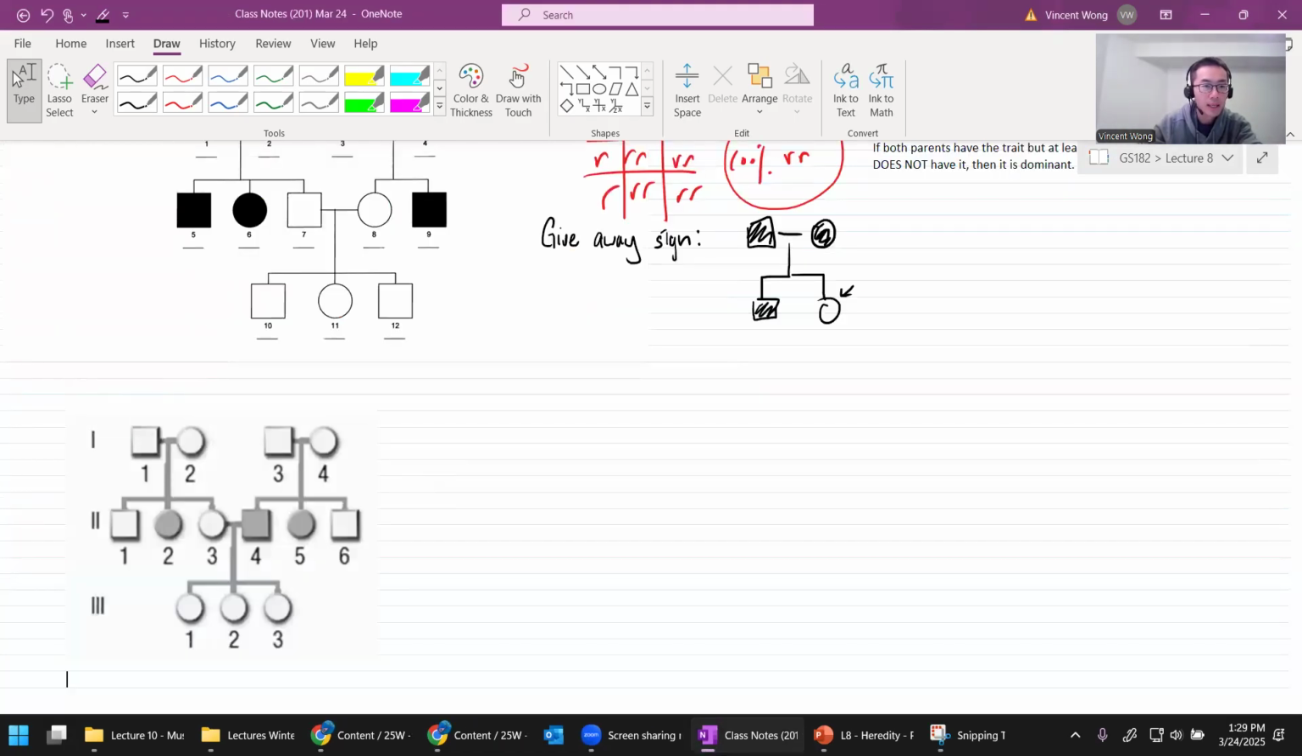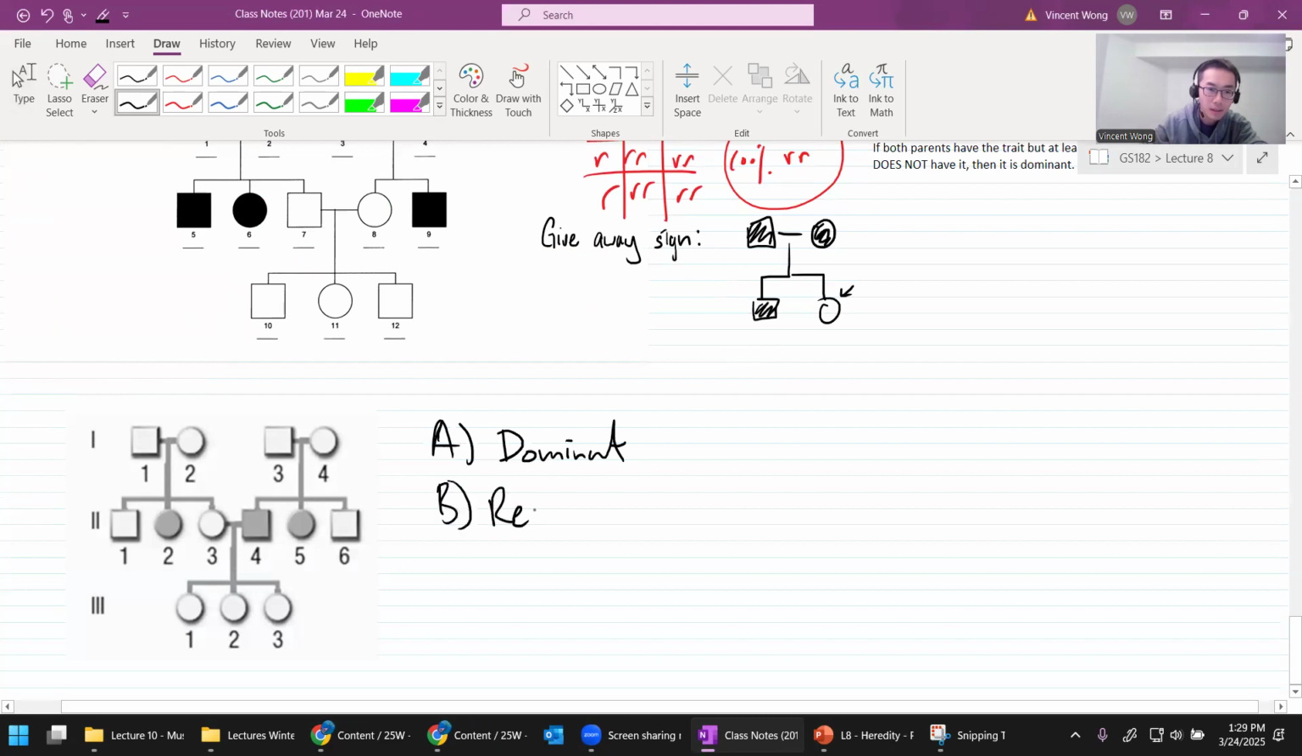I'm going to do the poll. Do you think it is dominant or recessive? Go for it.